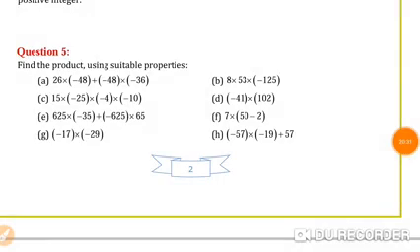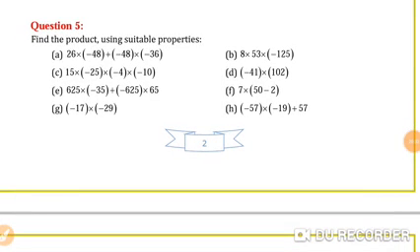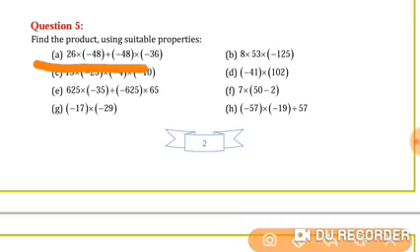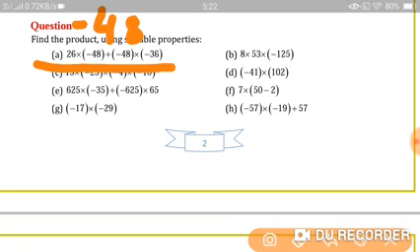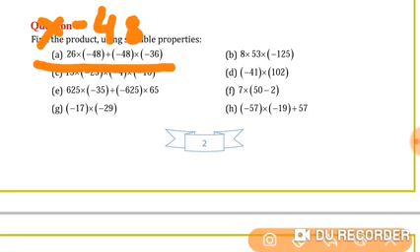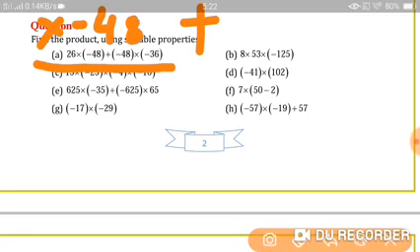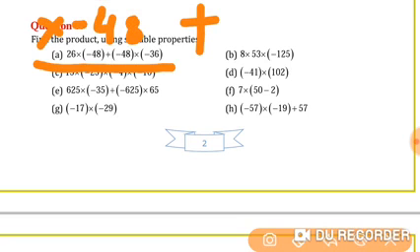See the fifth question. Find the product using suitable property. They have mentioned the property to use, which means you have to name what property you have exactly used here. So, the first question: see which property is applicable. See, minus 48 is common. Multiplication with the addition means it is directly the distributive property on addition. So by that you can solve.